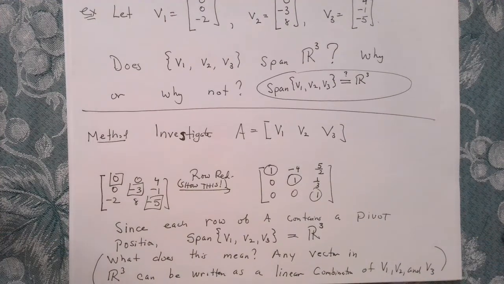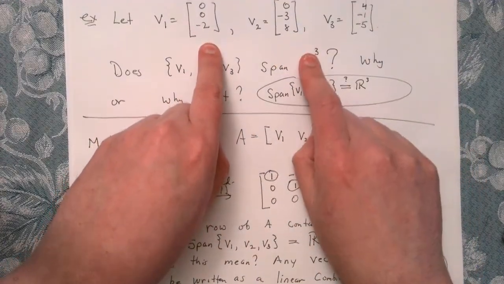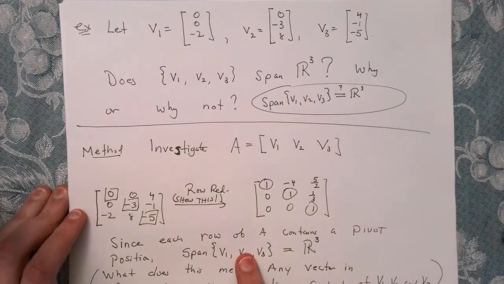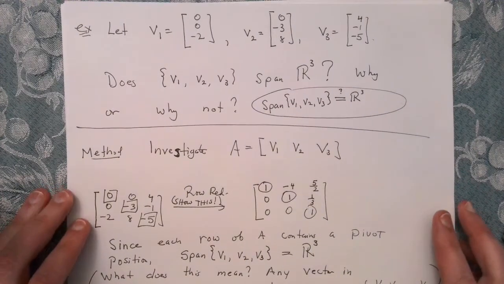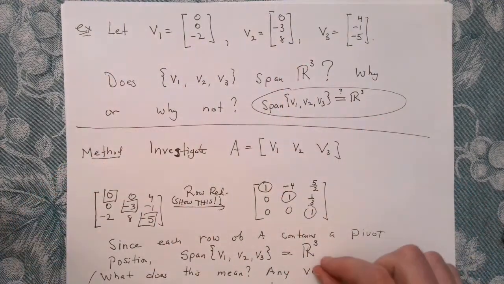So what does that mean if the span of this equals R3? It means any vector in R3 that I choose, I can express that as a linear combo of these three. So that's what it means for a set to span. Okay, so any vector in R3 I choose.